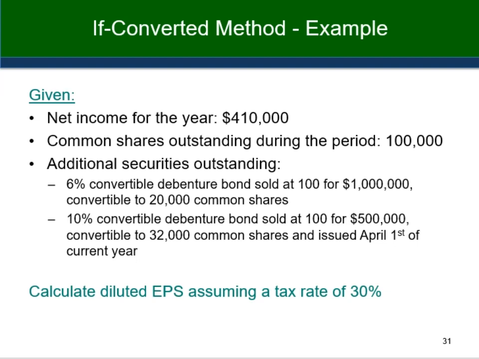Both of these bonds were actually sold at par, so we don't need to worry about amortizing discounts and premiums and calculating the effective interest, but we would use the effective interest method if that was appropriate in this case. So we've got two different potentially convertible, potentially dilutive securities, and when we issue these bonds, we have to pay interest. And so if we get rid of the bonds, we can reduce the interest expense and increase income. So we're going to calculate diluted earnings per share. We're assuming a tax rate of 30%. So how would that work?